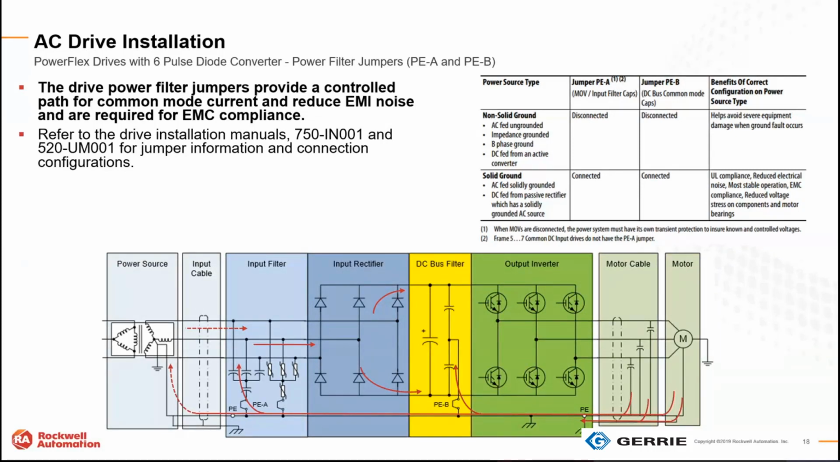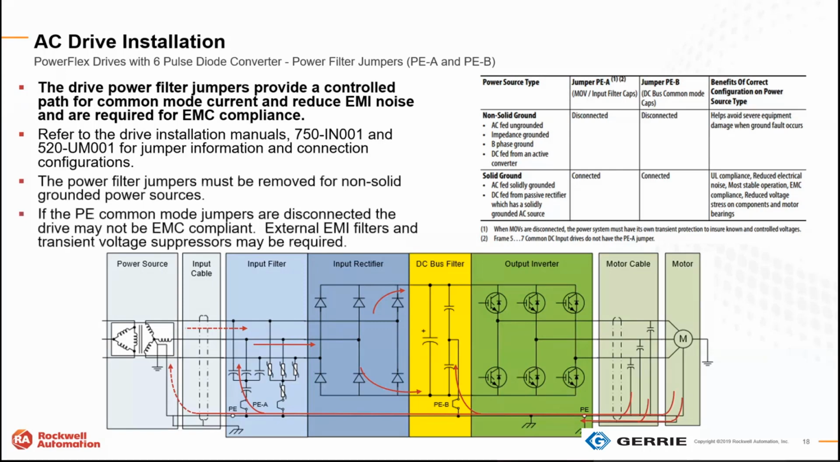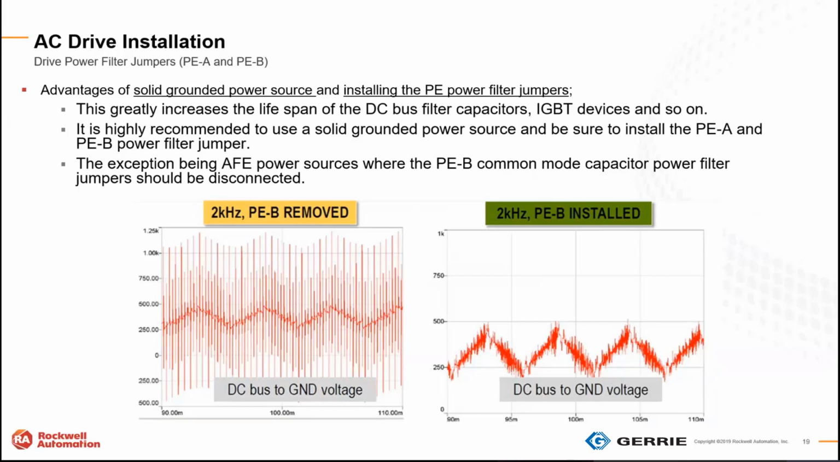So what we're showing in the installation manual is what type of power source we have and where the jumpers need to be. If we're solidly grounded, which is what we like to have, the jumpers are interconnected. If we have anything other than that, we pull the jumpers or disconnect. So if you have an impedance or resistively grounded system or a floating system, pull the jumpers. That's true for all of the Rockwell drives that we have today, and this is just saying what the jumpers are.